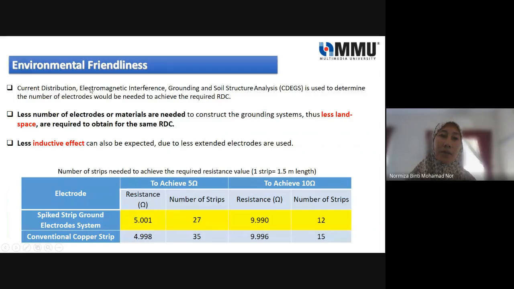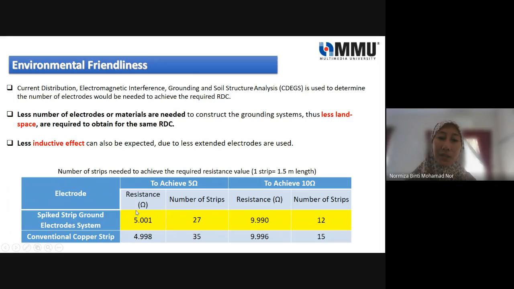And for environmental friendliness, when we simulated using current distribution, electromagnetic interference, grounding, and soil structure analysis using Itex, we found that in order to obtain the required resistance value, fewer strips or electrodes would be needed when using our invention, which is the pipe strip ground electrode.